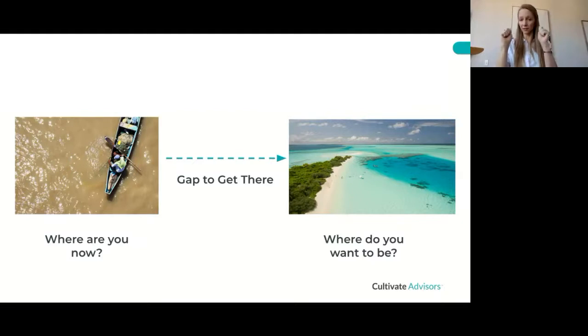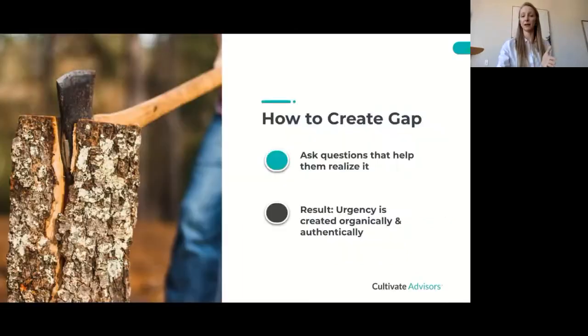Put your coaching hat on during your sales meeting and help them get clear on these 2 points, and the gap will naturally materialize. So how do you create that gap? You have to ask questions to help them realize it. You're not creating a gap artificially. You're helping them see a gap that already exists with clear new eyes, helping them take the rose-colored glasses off, okay? And the result is, when you do that, urgency is created organically and authentically.